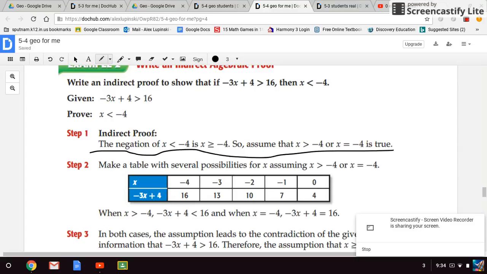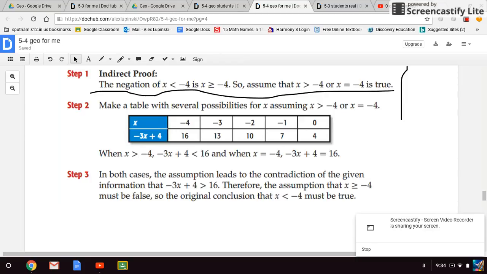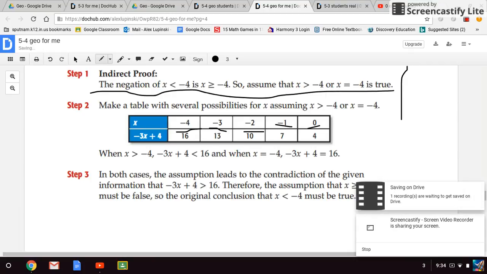If you have any problem like this, I would make a table. I meant to use the arrow. Ugh. So you make a table. If it's not less than, then it would be either equal to, which is negative 4, which is right here, or it would be greater than, which is negative 3, negative 2, negative 1, or 0. So you plug those in, you get 16, 13, 10, 7, and 4, respectively.